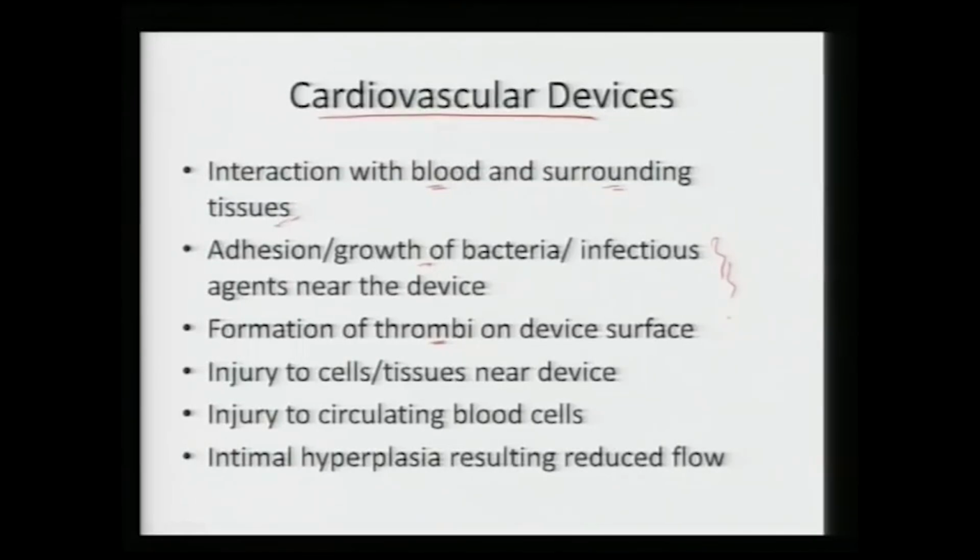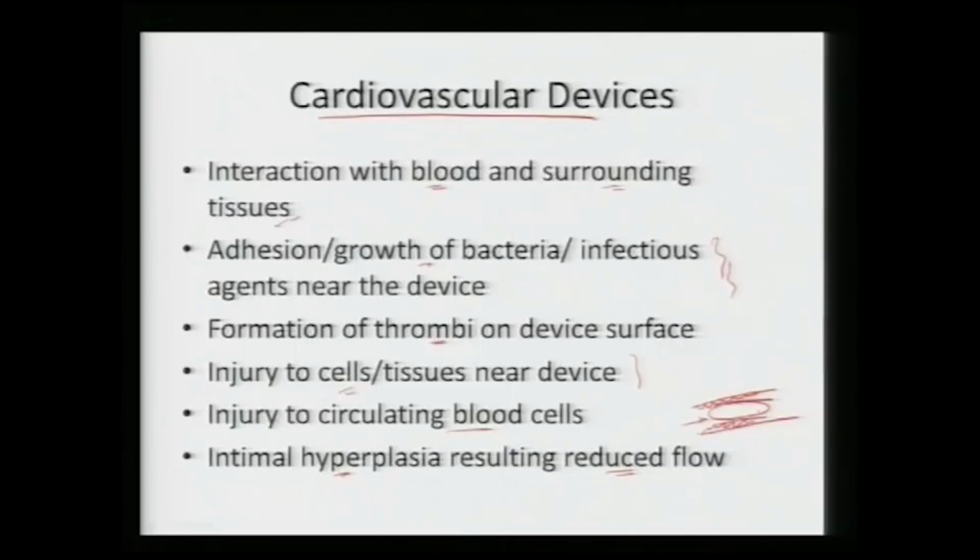That can limit the overall applicability, and further this device can also lead to injury of the cells and tissues by its basic functionality. That can also hamper the overall applicability of the device. Also, it can cause injury to circulating blood cells, so that may also need to be considered while a particular device is being implanted. And again there can be intimal hyperplasia. There is excessive growth of cells, which can result in reduced flow, because of the reduced area which is available for the blood to pass through.